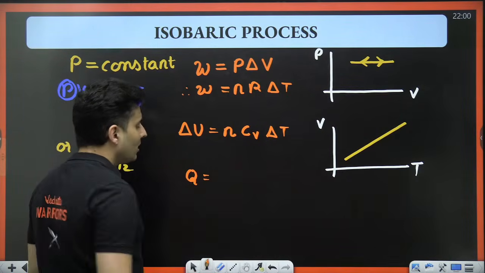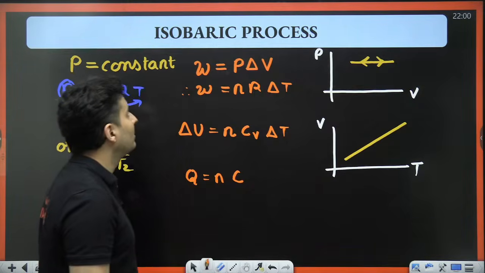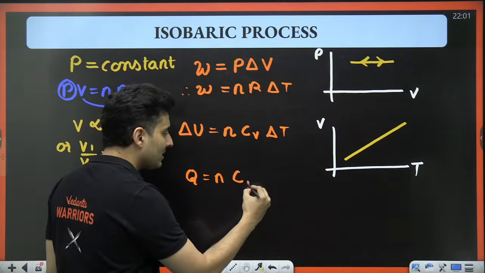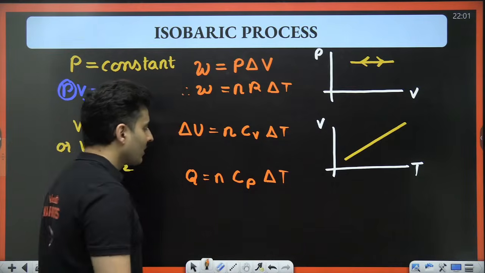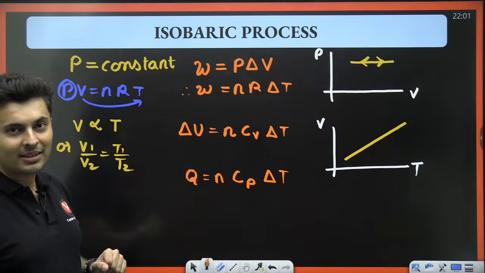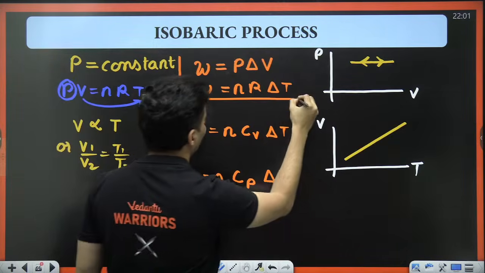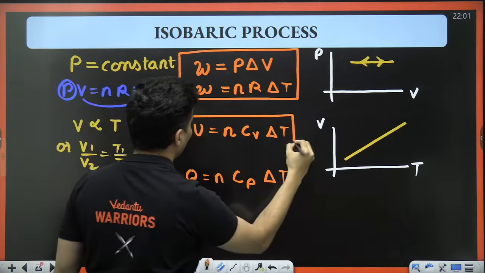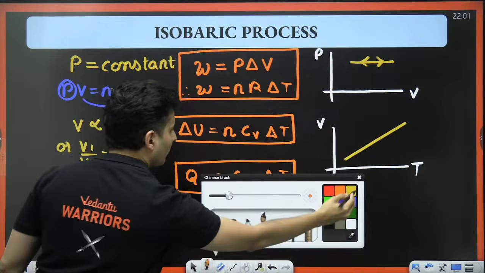What about Q? I gave you the formula. It is nC for the process. What process? Isobaric, which means pressure is constant, which means specific heat capacity at constant pressure, into delta T. This is what the Q value will be. These are a few formulas which you must definitely know. Is that clear, my dear warriors? All these formulas I am blocking for you.